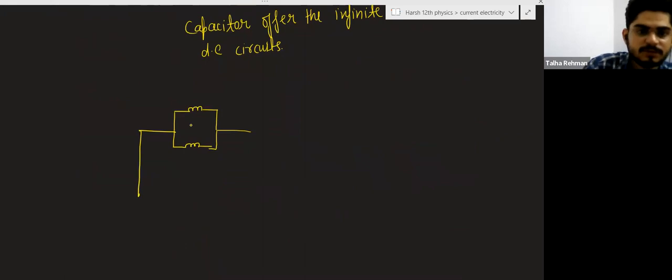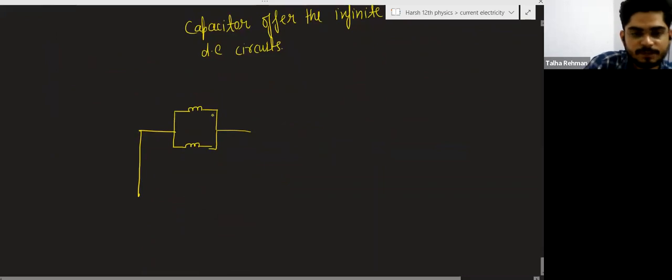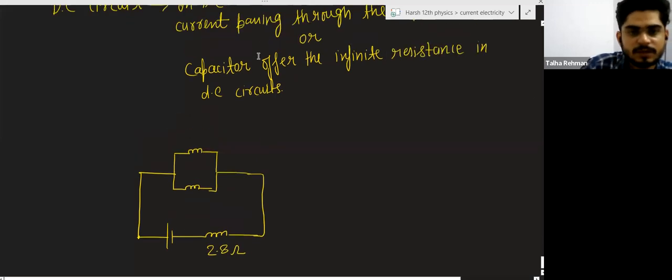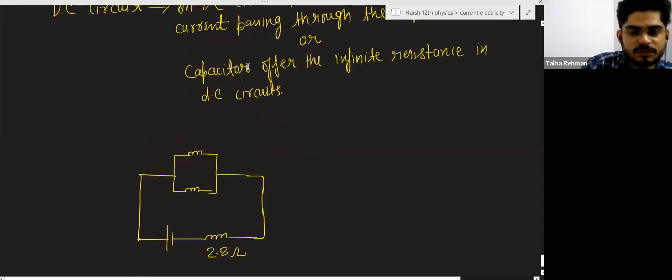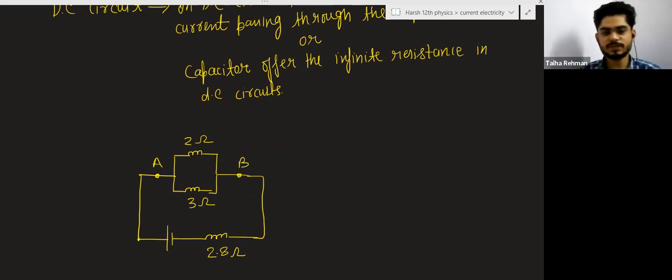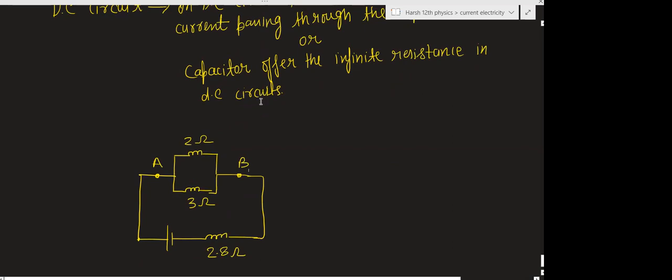We have here a 6-volt battery and a 2.8 ohm resistance, and this is 2 ohm, this is 3 ohm here. We have already discussed this kind of question, but I am just telling you again. Can you find the equivalent resistance of the circuit?